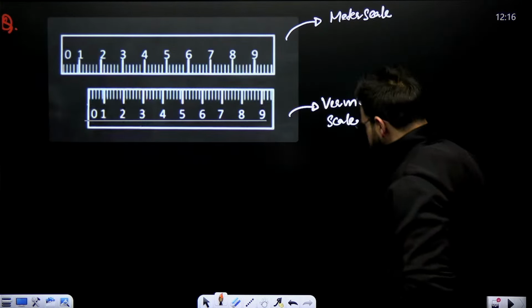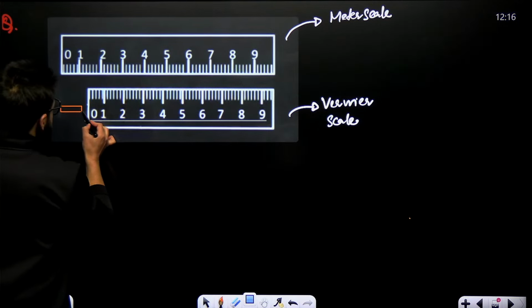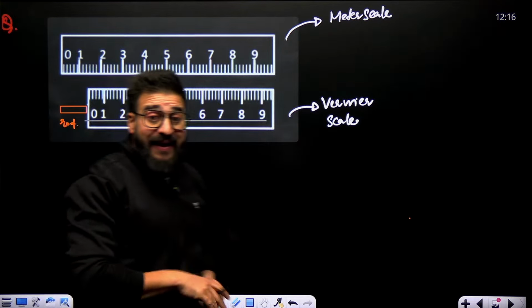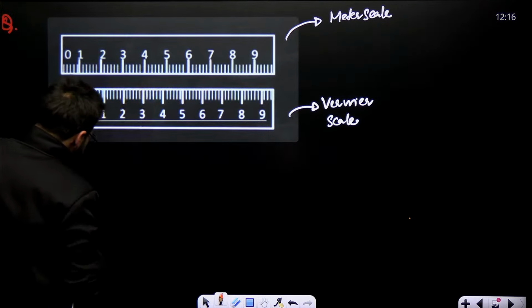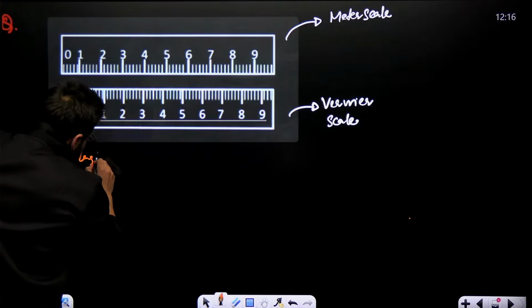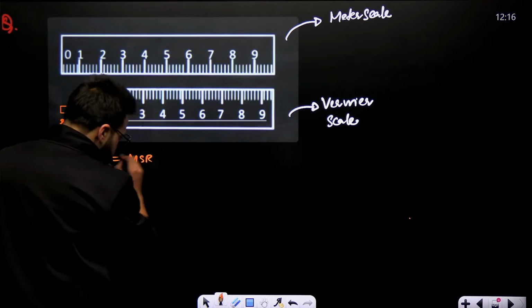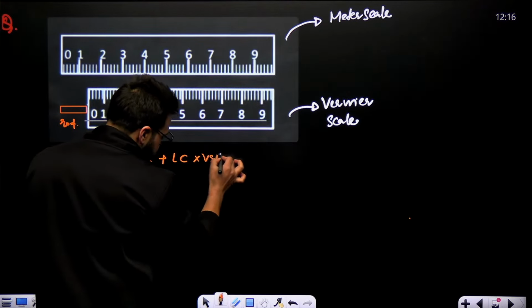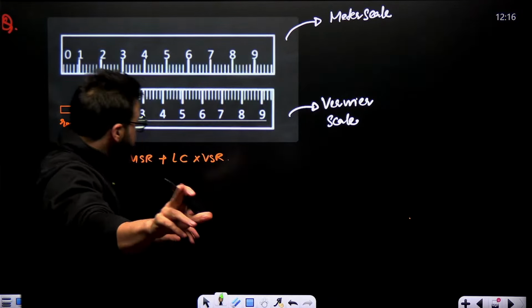Let's take the reading. Let's suppose we have got a rod, this is the rod that I'm placing over here. I am supposed to measure the length of this rod. Guys, when it comes to the reading, what will you say? You say main scale reading, MSR, plus least count multiplied by VSR, vernier scale reading. How do we take the main scale reading? Understand this very carefully.